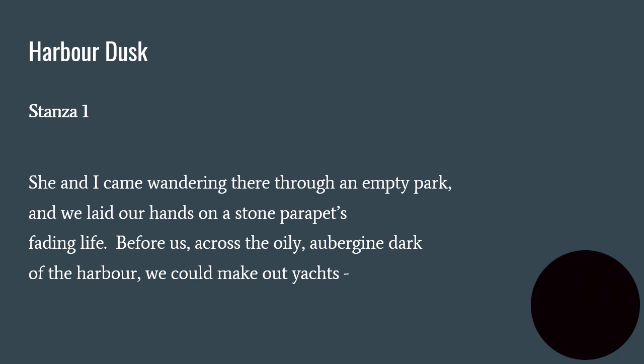Stanza one. "She and I came wandering there through an empty park, and we laid our hands on a stone parapet's fading life. Before us, across the oily aubergine dark of the harbour, we could make out yachts." And it continues into the next stanza where it says, "beneath an overcast sky that was mauve underlit against a far shore of dark crumbling bush." However, we're going to focus on stanza one, Harbour Dusk.